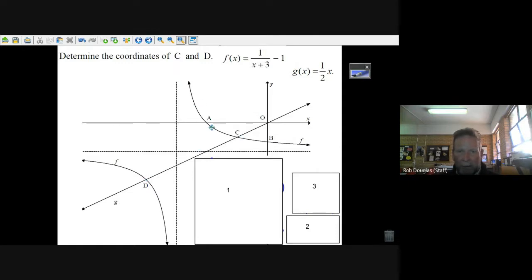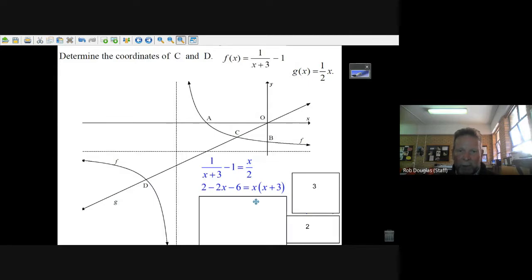C and D is where the line crosses the hyperbola. And that's called a point of intersection. What's special about a point of intersection is it's where the two functions equal each other. So all you have to remember to figure out this question is just make the functions equal each other. Make 1 half x, x over 2, equal 1 over x plus 3 minus 1. Just make those functions equal each other.